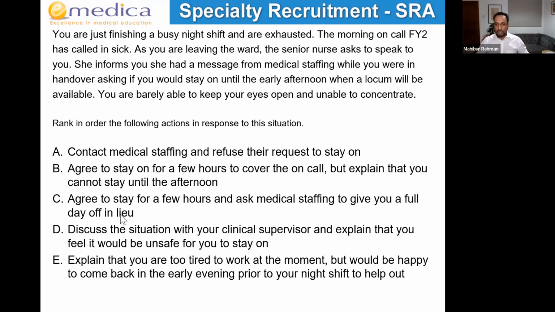It's too long. Option C, agree to stay for a few hours and say, I can't stay till the afternoon, but I want a full day off later. So, I'll do 3 or 4 hours, but I want 8 hours back another time, like double time, basically. Option D, discuss the whole situation with your consultant, your clinical supervisor, and explain you feel it's unsafe for you to stay on. And option E, say, look, I'm too tired now. What I'll do, I'll come back in the early evening before my night shift tonight. Remember, you're on nights.